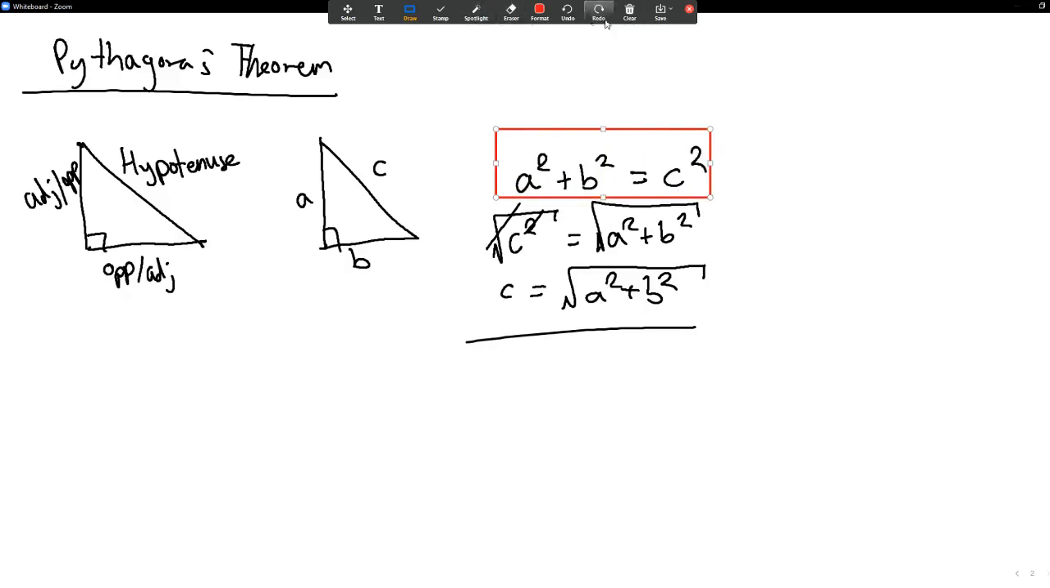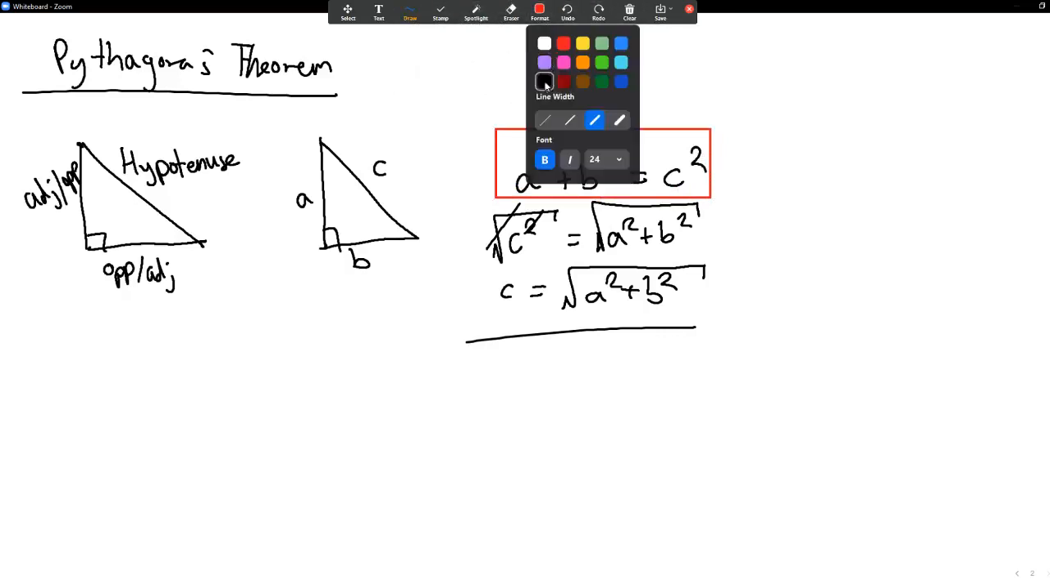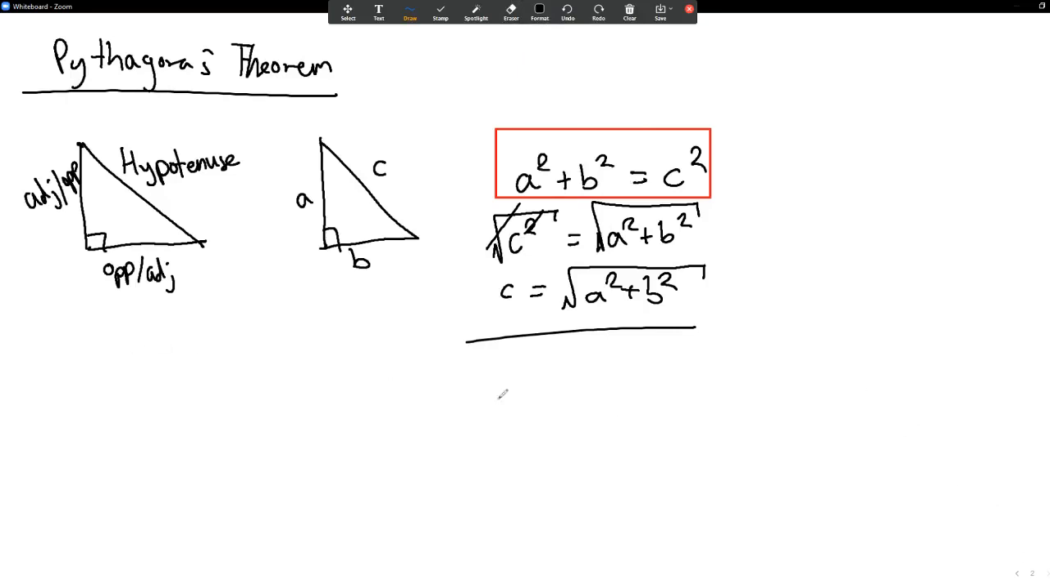Right. So let's do a few examples then. Okay, so example 1 would be something like this. So we have 10, 6, and x. And we know this is a right angle.